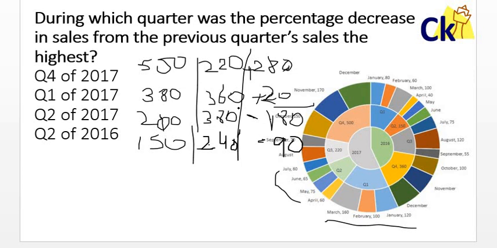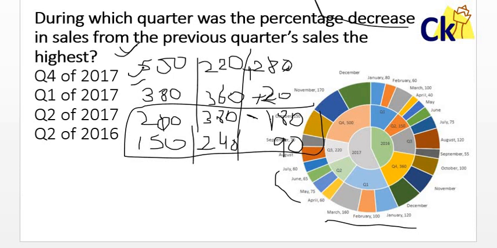Actually we have to calculate for these two options only. Why? Because the question is asking percentage decrease in sales. Over here we are getting a positive change, like the sale is increasing. Now if we see the difference over the previous quarter, our denominator would be the previous quarter. So for option C the fraction would be 180 by 380, that is nothing but 18 by 38, that is again nothing your 9 by 19. And for your quarter 2 of 16 the value would be 90 by 240, that is nothing but 9 by 24, that is nothing but 3 by 8.